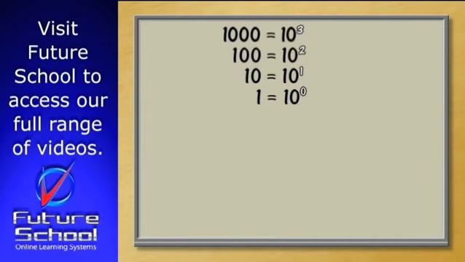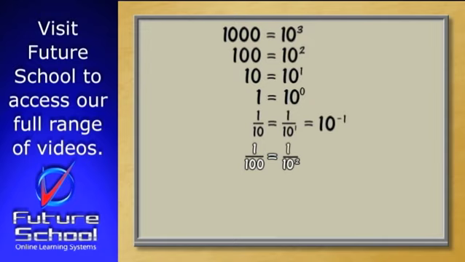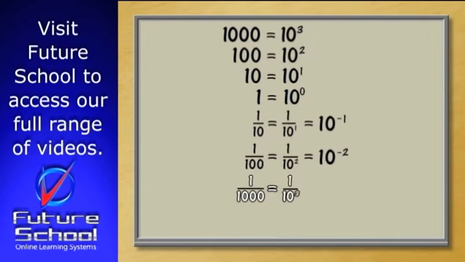Well, if this decreasing pattern of the indices continues, then 1/10 or 1 on 10 to the power 1 equals 10 to the minus 1. 1 on 100 or 1 on 10 to the power 2 equals 10 to the minus 2. And 1 on 1000, which is 1 on 10 to the power 3, equals 10 to the minus 3, and so on. So powers of 10 with a negative index can be used when describing numbers between 0 and 1.